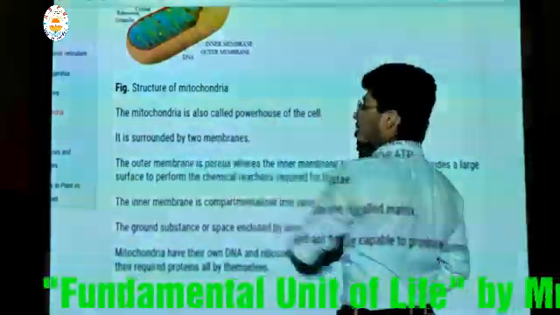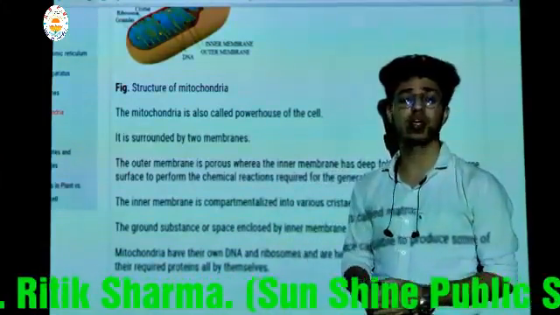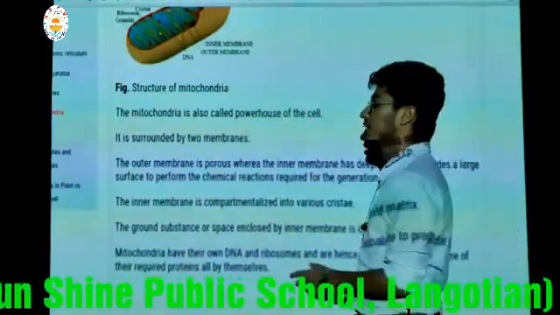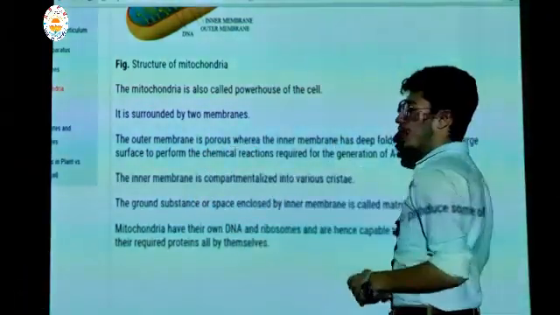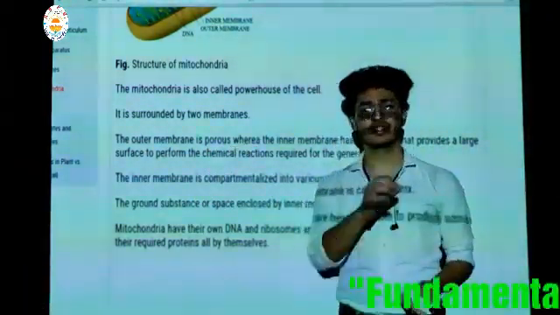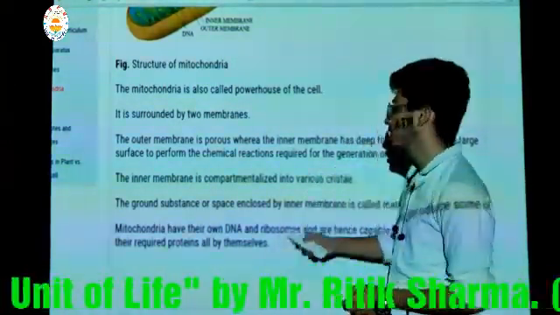It is surrounded by two membranes. Now mitochondria is surrounded by two membranes. We also call it a double membraned organelle. The outer membrane is porous. That means it has small pores present in it that allow the exchange of material.